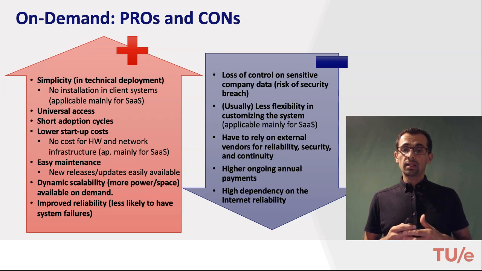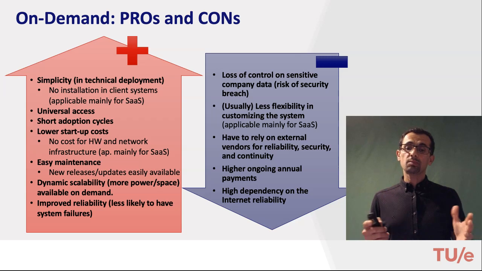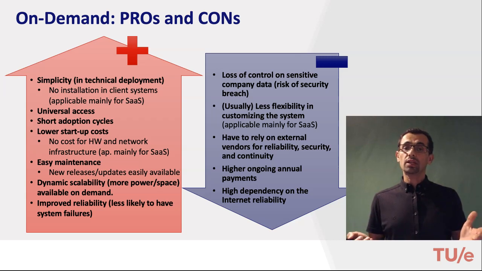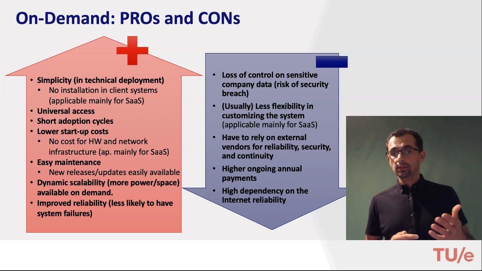Another issue is that you have to rely on external vendors for reliability, security, and continuity. So you need to trust the other party, and that's not always an easy thing to do, particularly in B2B settings. Although the cost of on-demand provisioning is less at the very beginning, in the long run it can grow significantly. So sometimes annual payments might eventually exceed the maintenance cost of on-premise solutions. And finally, you also heavily rely on the internet connection. But again, honestly, this is less of an issue these days, but yet.